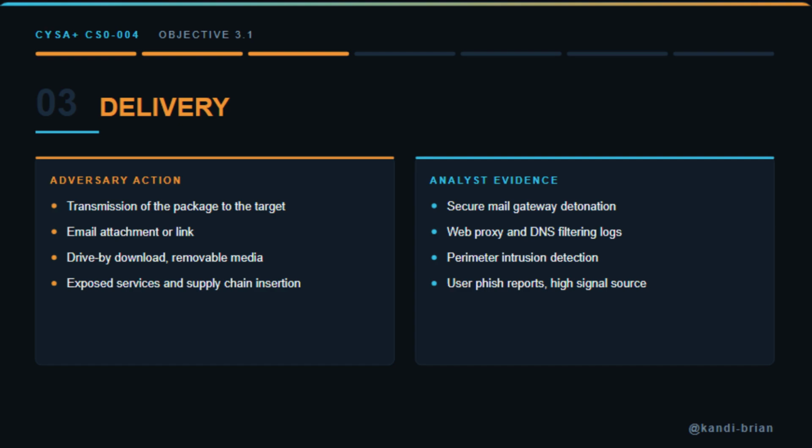Detection and prevention capability at this phase is dense, and it's exactly what you would inventory in a control gap review. Secure email gateways with attachment detonation, web proxies and DNS filtering, network intrusion detection at the perimeter, user reporting through a phish button, which stays one of the highest signal detection sources in any organization. For the exam, remember the economics. Delivery is the last phase where you can stop an intrusion without incurring any cost of remediation on an endpoint. Everything after this point involves cleaning something up.